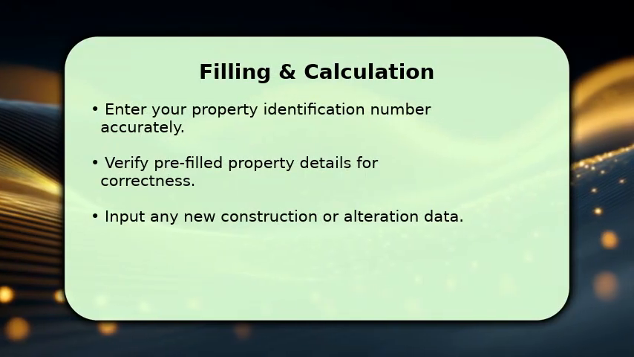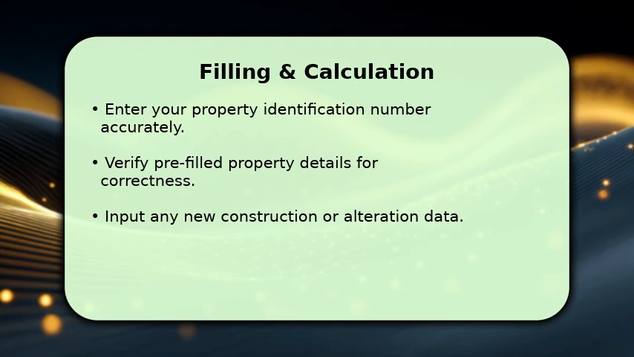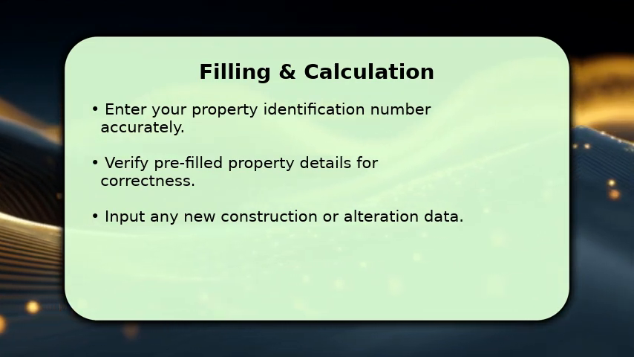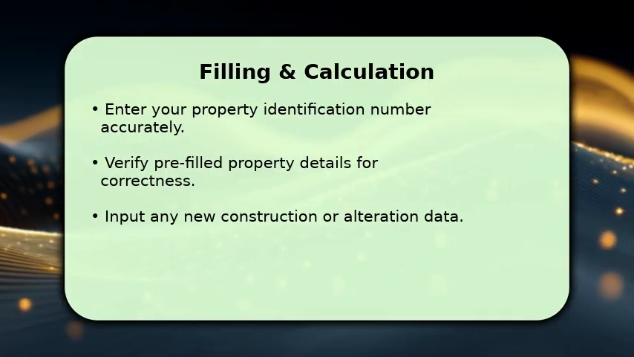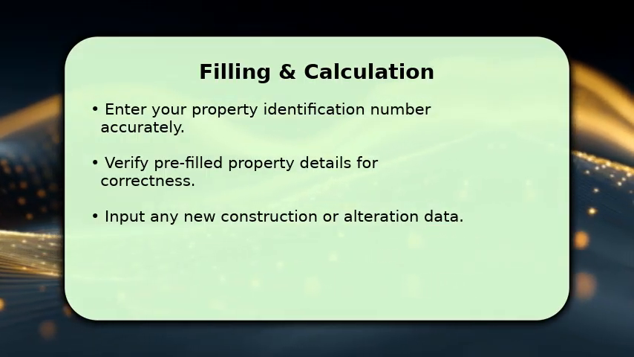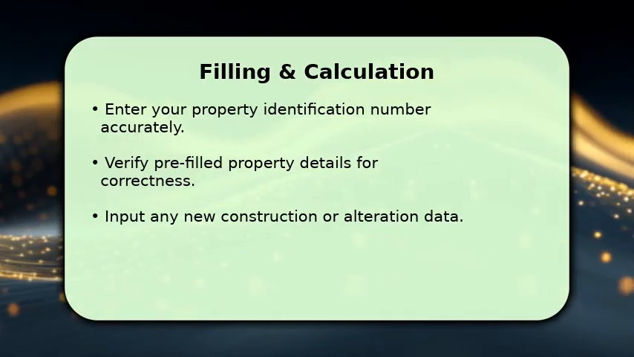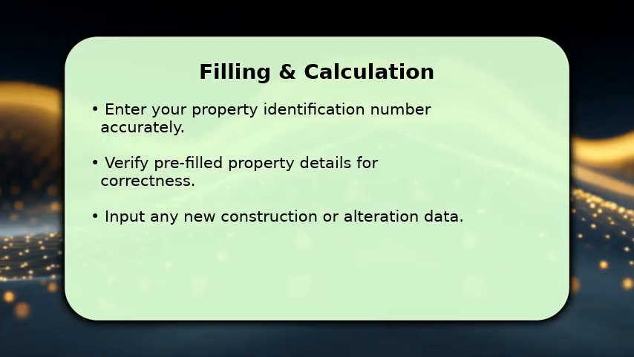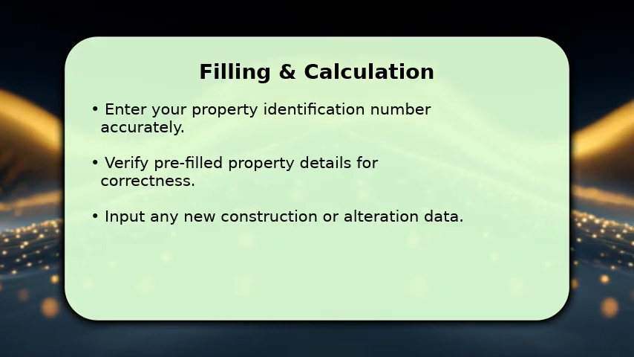Now, carefully enter your unique property identification number into the designated field. The system will often pre-fill some property details. Always verify these for accuracy. If there have been any new constructions or alterations to your property, make sure to input that updated data. Finally, meticulously review the calculated tax amount to ensure it aligns with your expectations before proceeding.